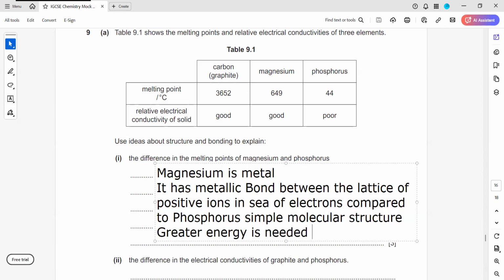Electrostatic. You have to use the term electrostatic. If you say don't say metallic, then say electrostatic. Can we say intermolecular forces as strong? No, you have to specify the type. Greater energy is needed to separate the ions.